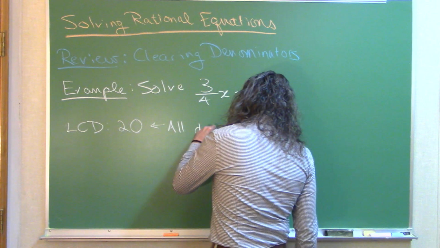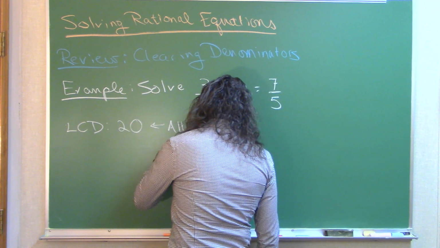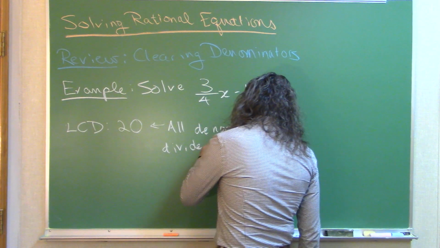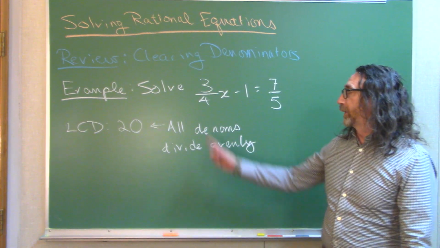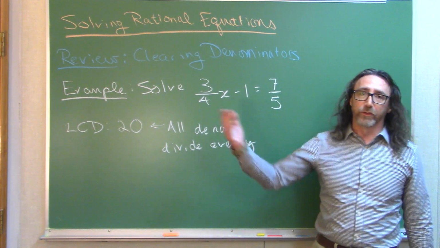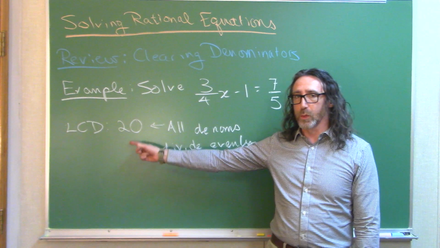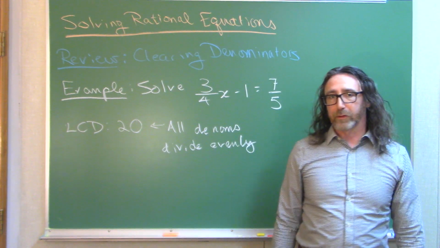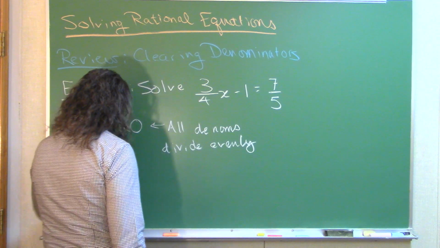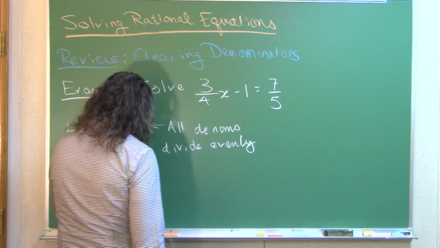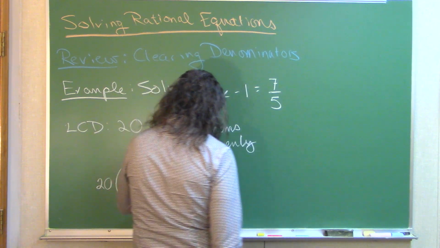And when you're constructing your LCD, remember you are creating a number that all of your denominators divide into evenly. So 4 divides into 20 evenly, and so does 5. So that's our LCD. And what we're going to do is multiply all the terms in our equation by 20.